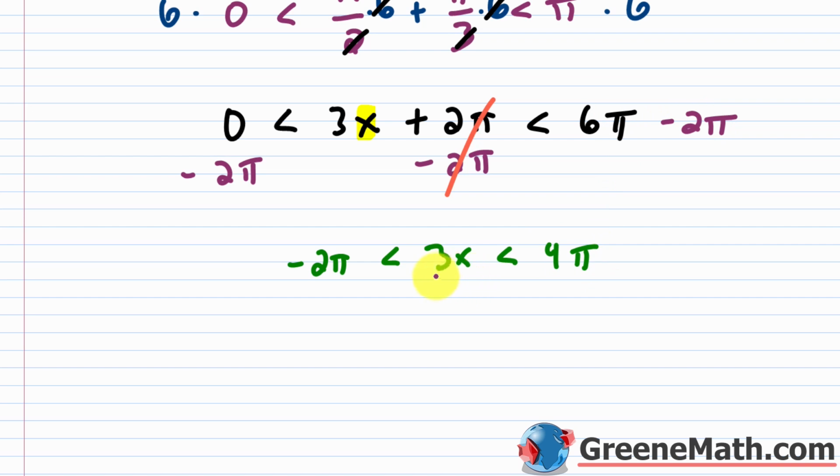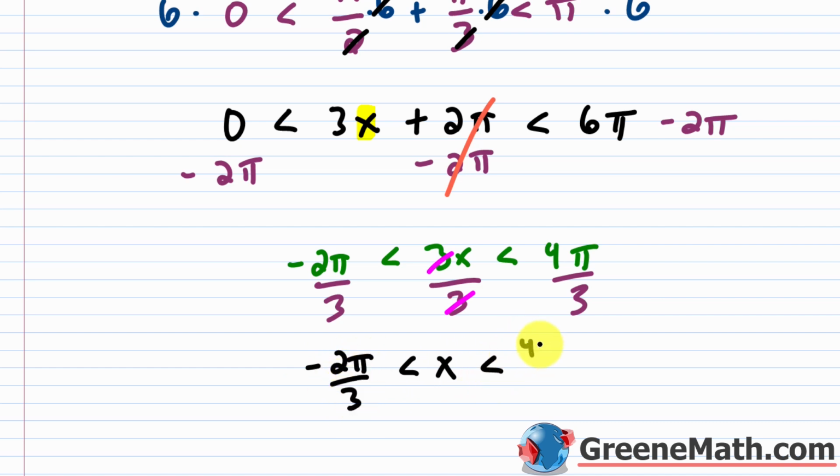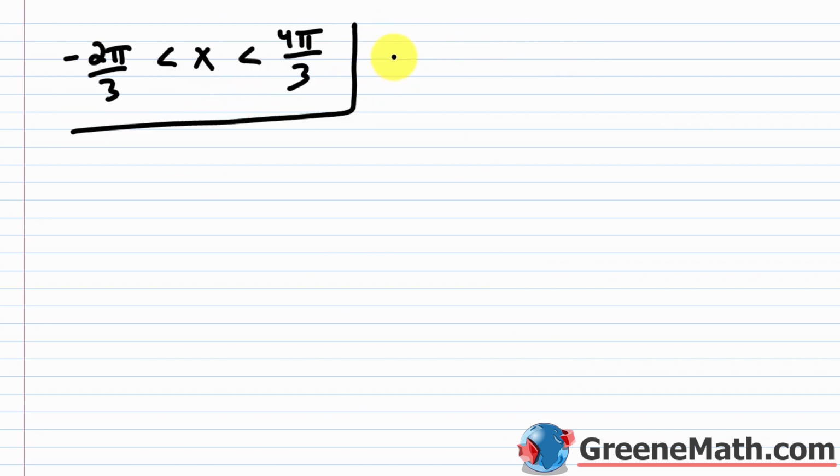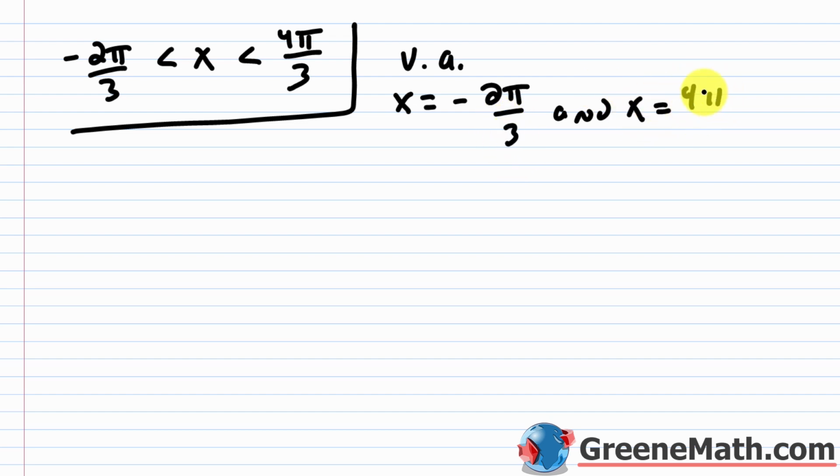As a final step here, let me divide each part by 3 just to finish things up. So this is going to cancel. And what you're going to have is that x is greater than negative 2 pi over 3 and less than 4 pi over 3. Let me come down here and just paste this in, and I'll put a little border, and I'm going to say that's my consecutive vertical asymptotes. So vertical asymptotes, you're going to have x is equal to negative 2 pi over 3, and then let me write that better there. And let me fix this 3 here. We're going to say x is equal to 4 pi over 3.